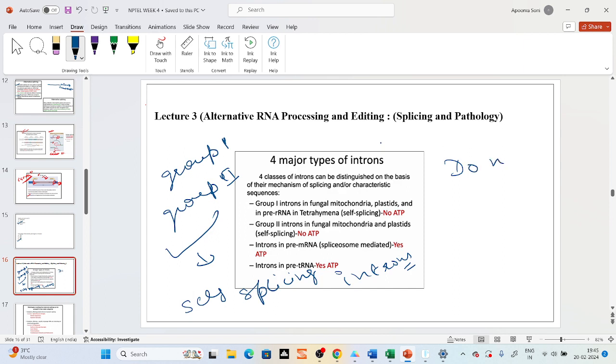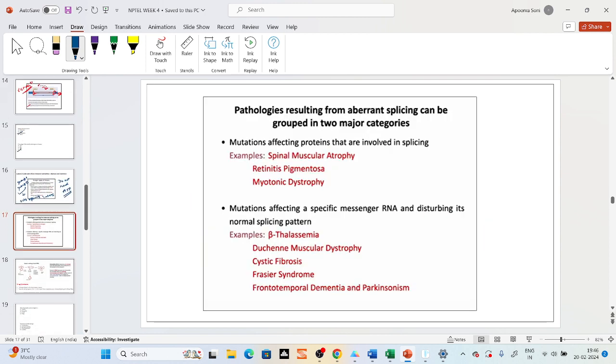Because they do not need ATP. Group 1 and group 2 introns are known as self splicing introns because they do not require ATP. The introns present in the pre mRNA, the normal ones we are talking about, require the spliceosome, so they need ATP also. And introns present in pre tRNA also need ATP. Group 1 introns are present in fungal mitochondria, plastids, and pre RNA of Tetrahymena, and group 2 introns are present in fungal mitochondria and plastids. This is something you just have to memorize: group 1 and group 2 are self splicing introns because they do not require ATP.